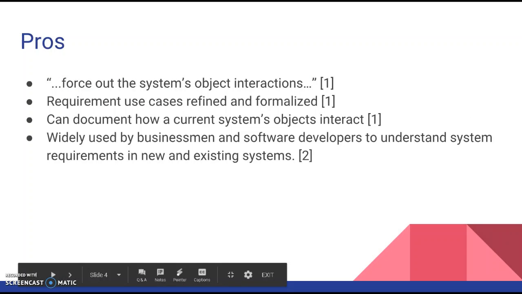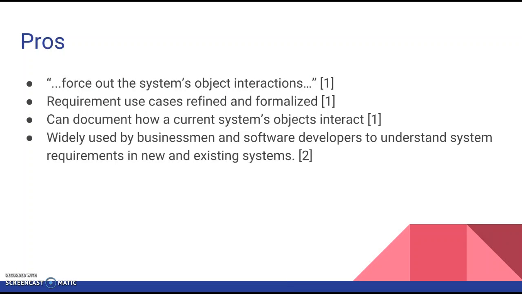Let's take a moment to discuss the pros of the UML sequence diagram. First of all, it forces you to work out the system's object interactions. It also creates a good way to show use cases in a refined and formalized way. It can document how a current system's objects interact and is widely used by businessmen and software developers to understand system requirements in new and existing systems. These are all very helpful points of the UML sequence diagram, and is why it is used so widely.